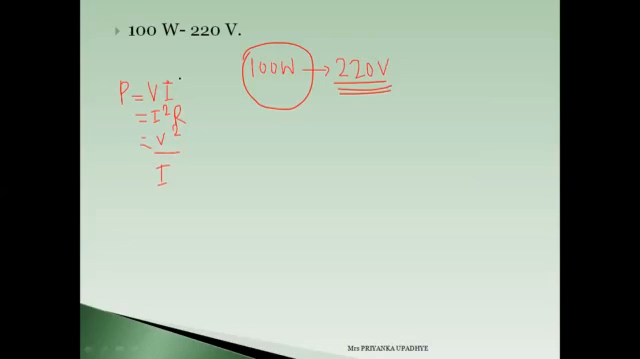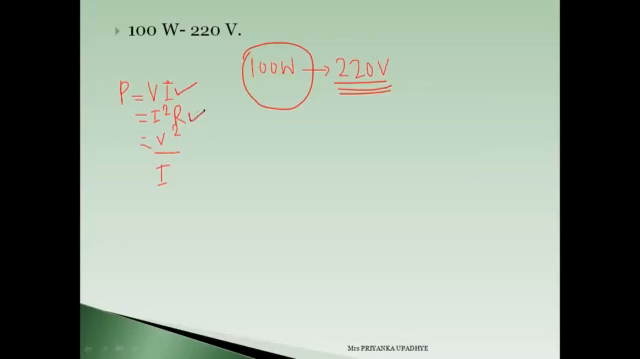The power rating on any appliance gives us two pieces of information. The first is about the resistance of that particular appliance, and the second is how much current should pass through it. How to understand this? We have the formula for power: P is equal to V into I.